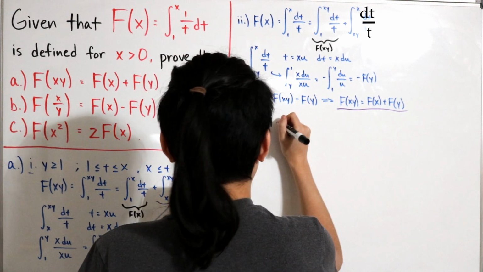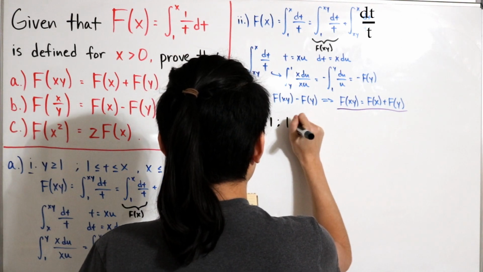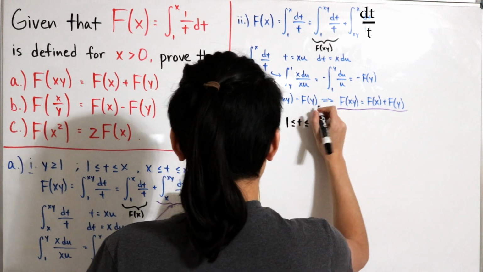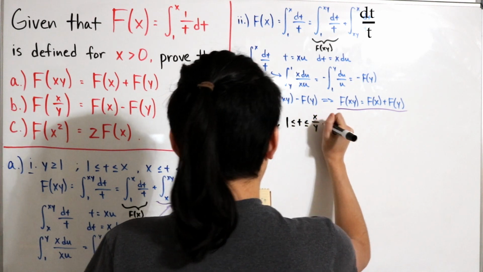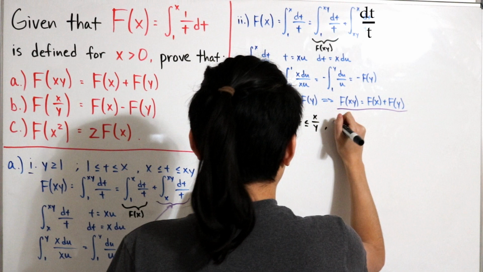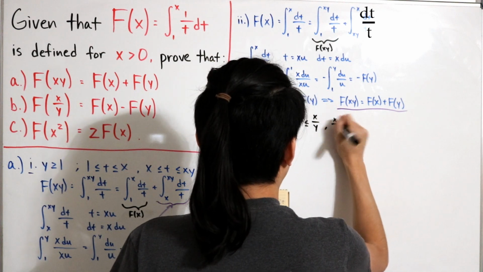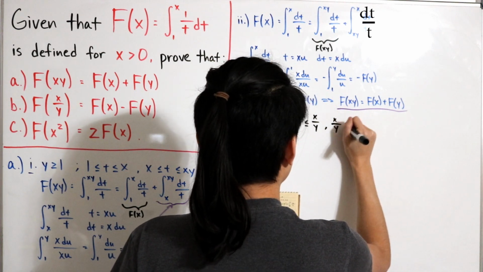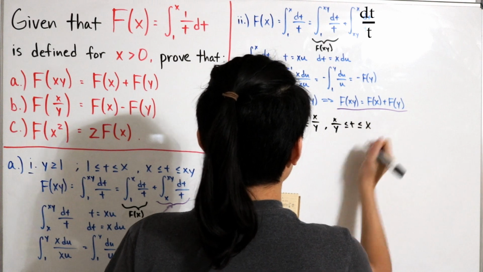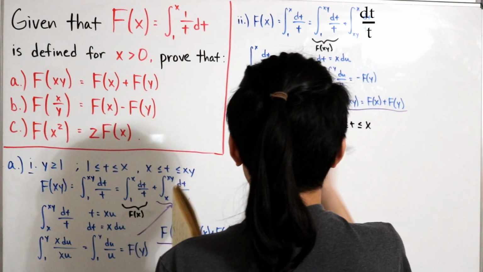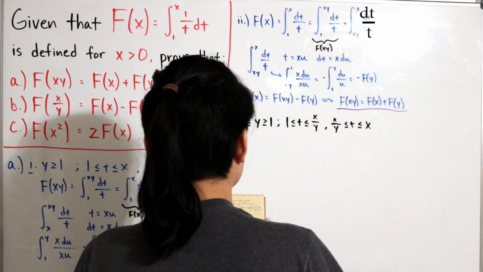Now the way we split this integral, that means we have y is less than t, which is less than or equal to x over y. Then that would also have to mean that x over y is less than or equal to t, which is less than or equal to x, simply because with our choice of y, this is considered, like, rationals.